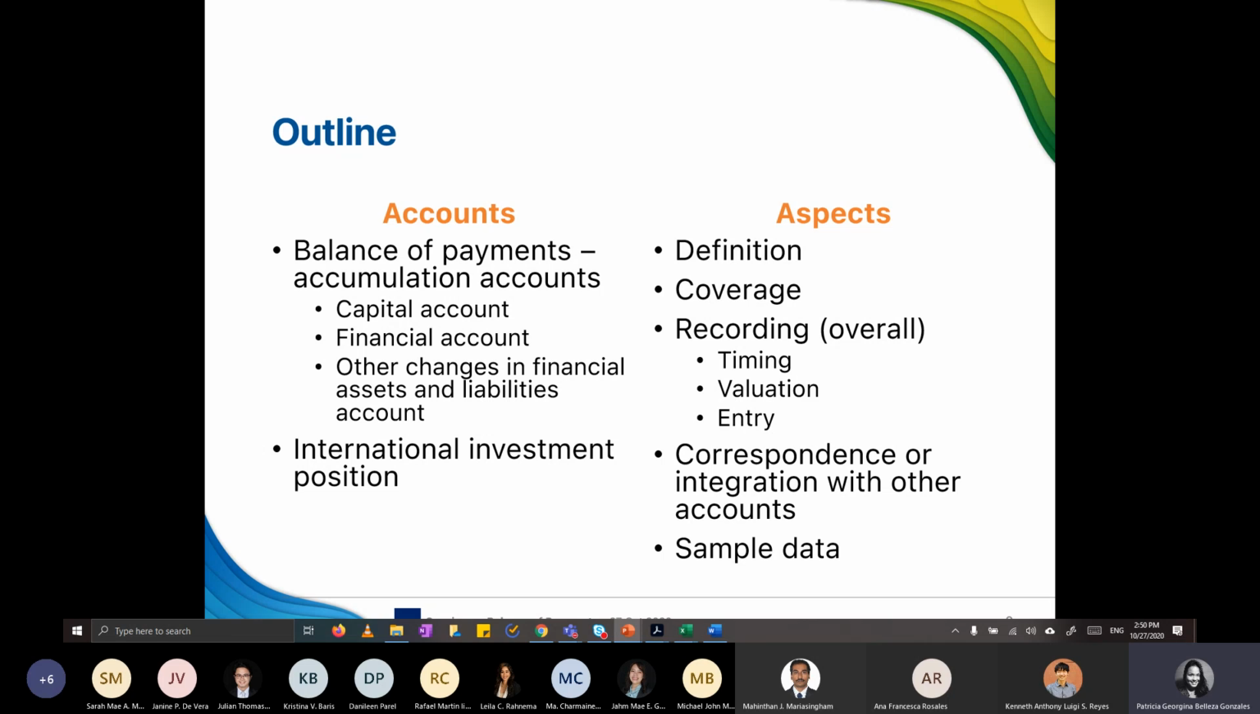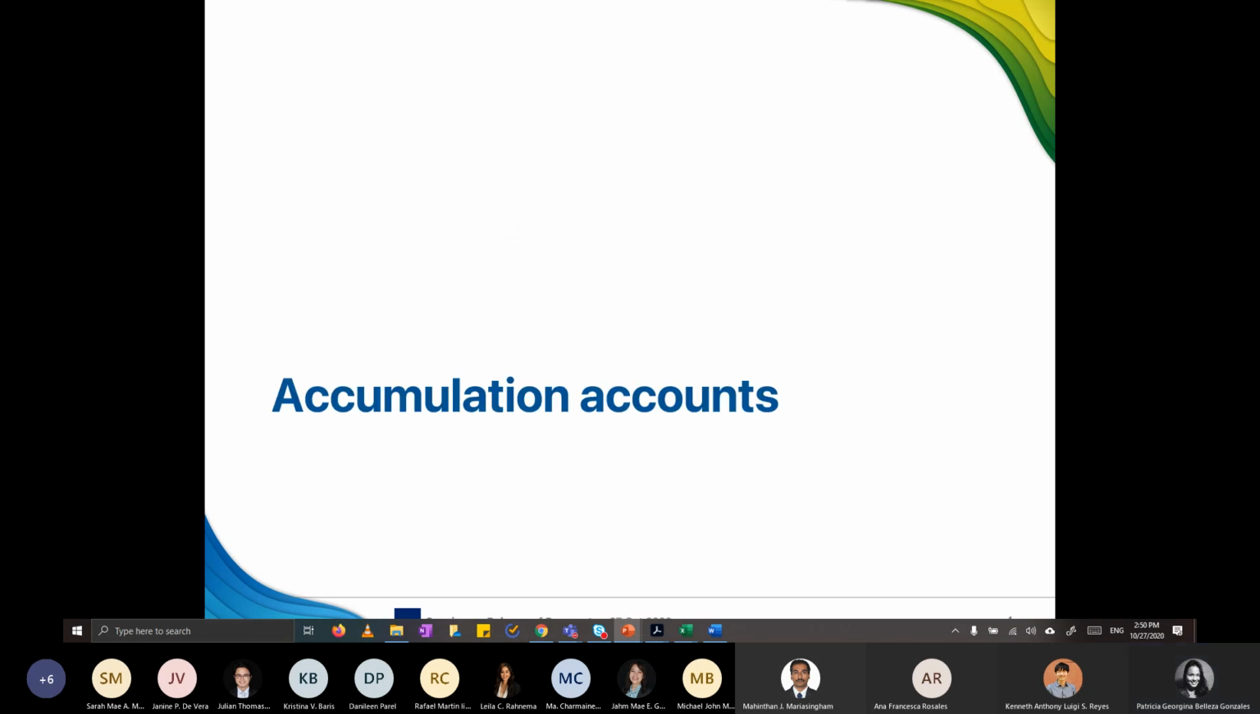The outline of the presentation will go as this. I'll be going through the different accounts as well as the IIP. For each, I'll be discussing some of its aspects, such as its definition, coverage, its manner of recording, its correspondence or integration with other accounts, and I'll be presenting some sample data.